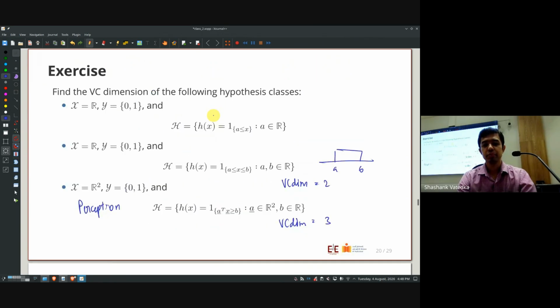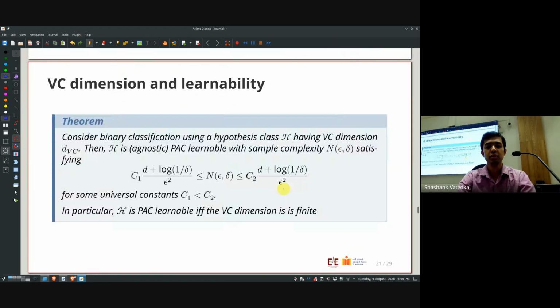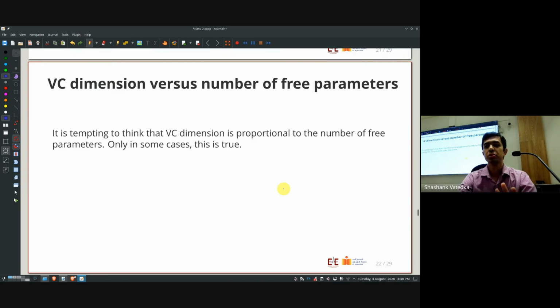So in the examples we've seen, in some sense, the VC dimension depends on the number of free parameters. All of these are described using parameters a, b, or vector a and b. Here there was one free parameter and the VC dimension happened to be 1. In this case, there were two free parameters and therefore the VC dimension happened to be 2. In this case, there are 3, and more generally d plus 1 free parameters, and the VC dimension happens to be d plus 1. But this can lead you to think that the VC dimension is proportional to the number of free parameters, which is not necessarily the case.